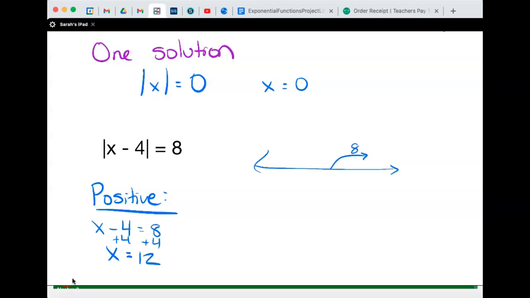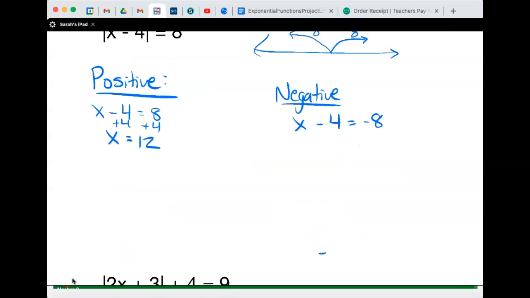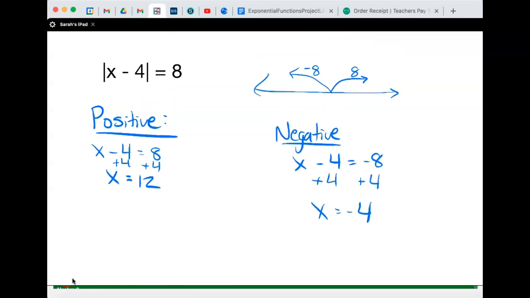But we know we can also move in a negative direction. So I can set my expression on the left side, x minus 4, equal to negative 8. And I can solve it that way. Add 4. Yeah. And I could always check it. Negative 4 minus 4 is negative 8. Absolute value of negative 8 is 8. So it does check out. So these are the two correct solutions.